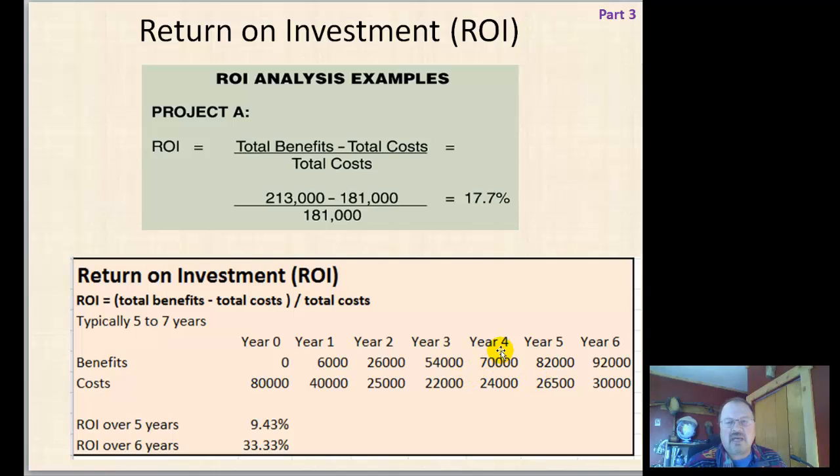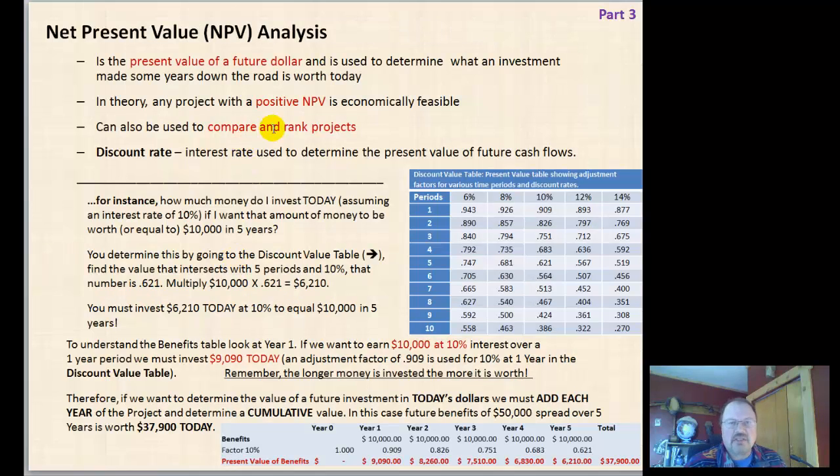Where are you at with the lifespan of this particular system? Okay, return on investment. The next piece is net present value.